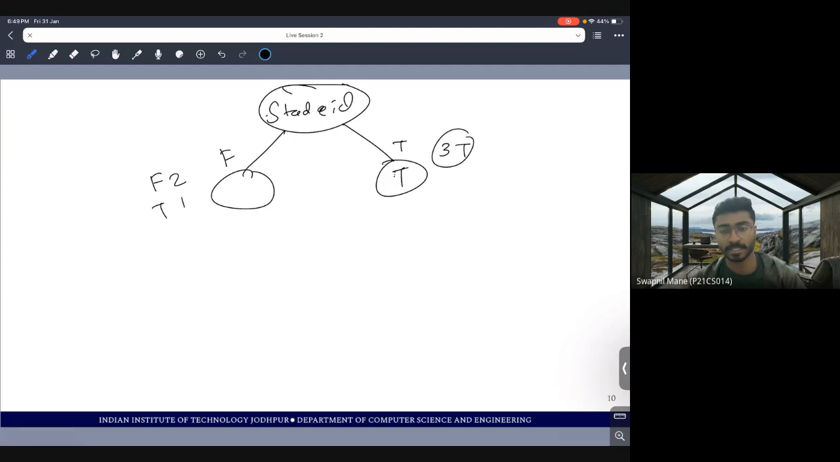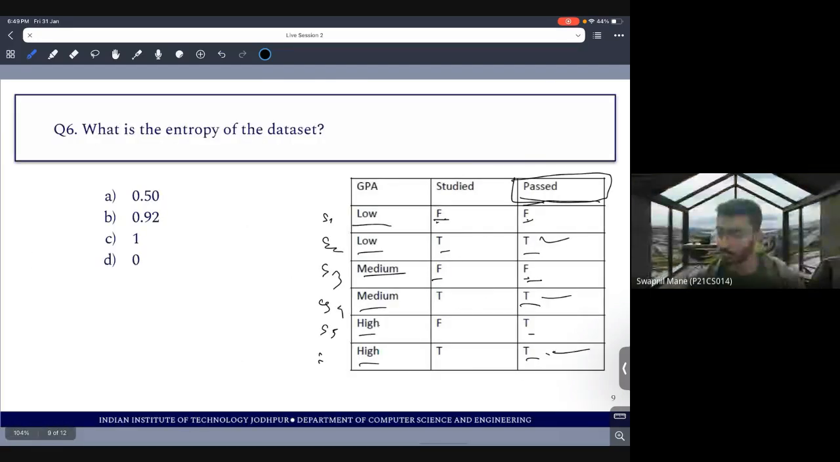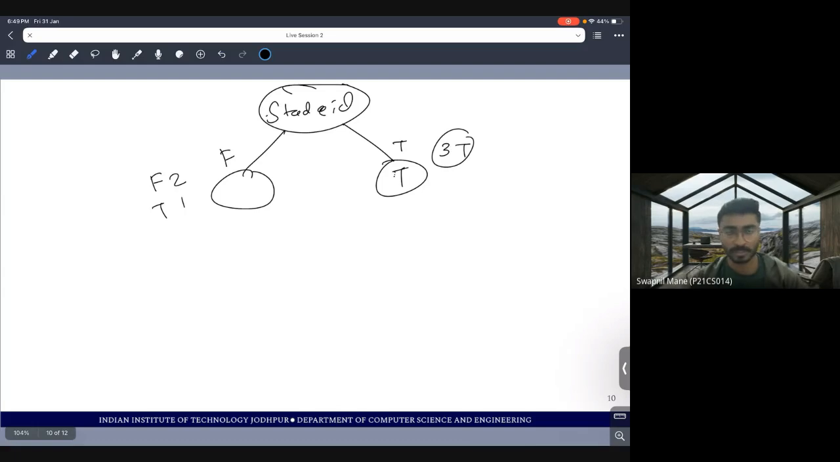But in many cases, like in the GPA, you can see there are three categories, so three branches, maybe four, right? So here it is not clearly classified. If the student studied, then they got a pass. So it is true. There is no need to draw anything further.